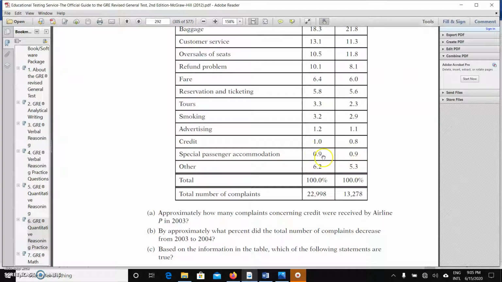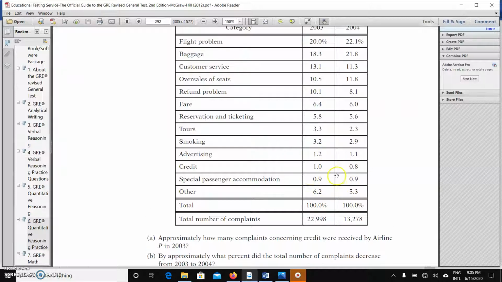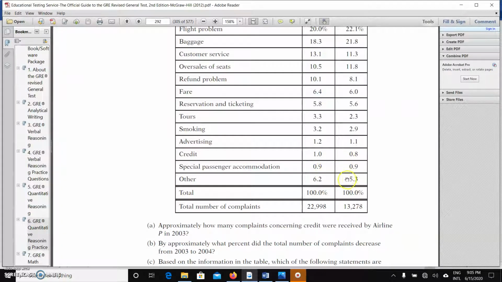They are the same on the table, but it does not mean they are the same because we are dealing with percentages. A lot of people think they are the same and they are going to pick true, and that is wrong. Why? Because you have to calculate the value for each one. For example, 0.9 of a percentage of this will give you the value for 2003. 0.9% of this will give you the value of 2004.